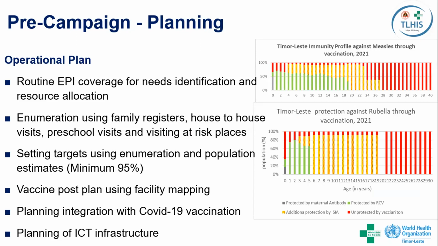Enumeration was also done using family registers and house-to-house visits. This family register also came from an electronic version from another software. Then for setting targets for each municipality, how many children should be vaccinated and administered the drug, because we had a 95% minimum target, using the enumeration and the population estimates from TLHIS, we were able to set separate targets for each and every municipality, and also to plan where the vaccination posts would be conducted.